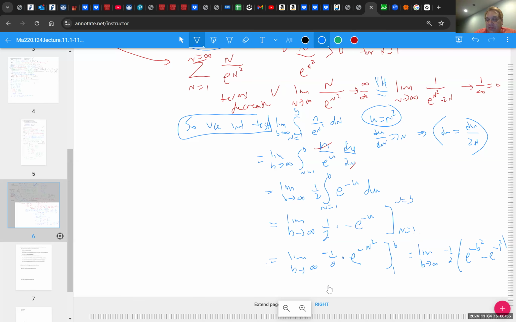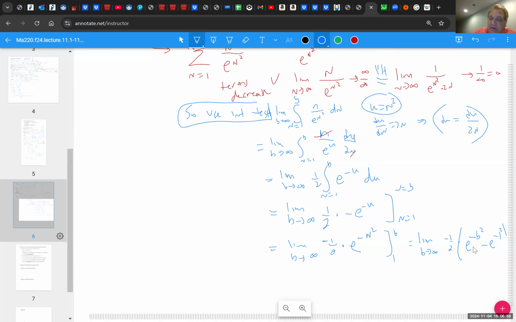So what happens as b goes to infinity for this thing right here? If you think of it as e to the b squared on the bottom, remember b is going to infinity, so 1 over e to the b squared. b squared is infinity, e to the b squared is infinity. This is 1 over infinity. This will go to 0. We have negative e to the -1 squared, which is just negative e to the -1, which is 1 over e. -1 over e times -1/2 is a converging number.